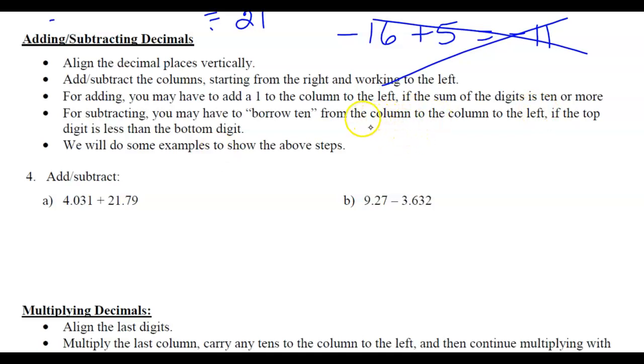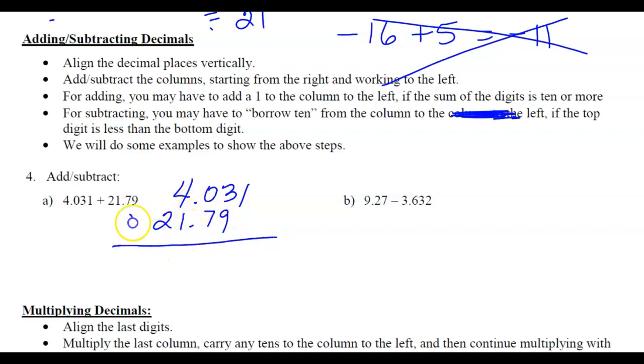Oops, I have too many columns here. From the column to the left. Sorry. Yeah, so here I would line these up. I'm not lining up the numbers, I'm lining up the decimal places, the place values. Lining up the decimals really helps. That's the first thing. And now I'm adding.